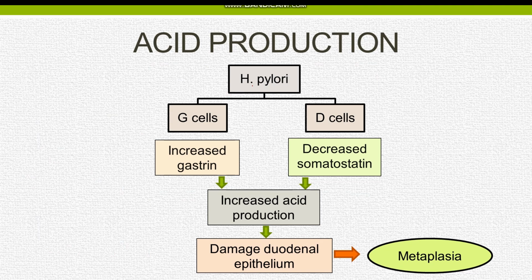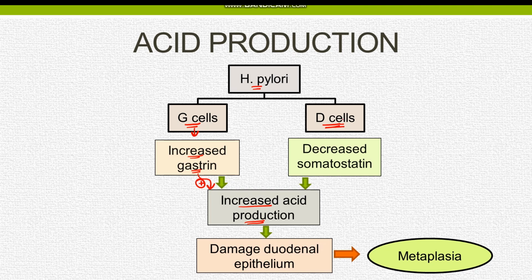Helicobacter pylori also results in an increased production of acid. So H. pylori affects the G cells and D cells. The G cells produce gastrin. This gastrin stimulates the chief cells, resulting in increased production of the hydrochloric acid.